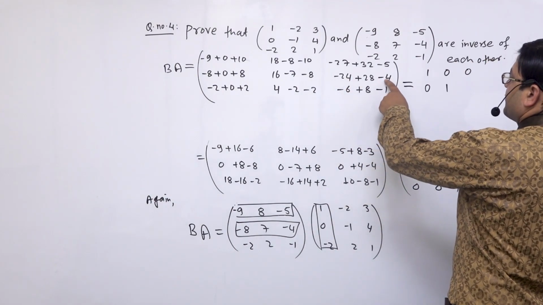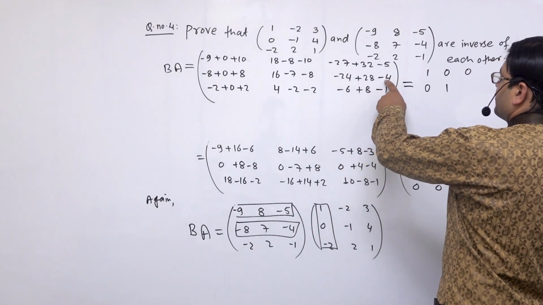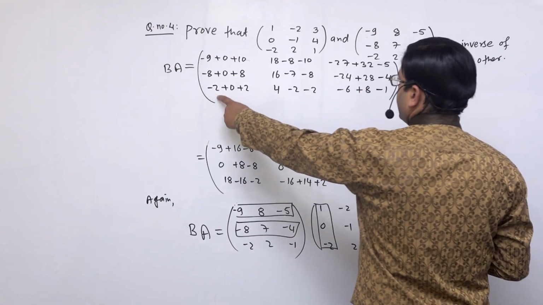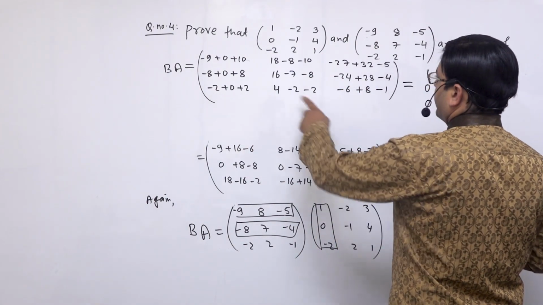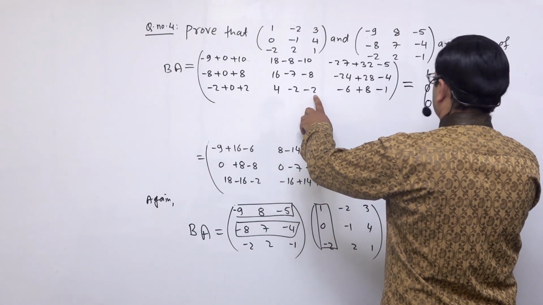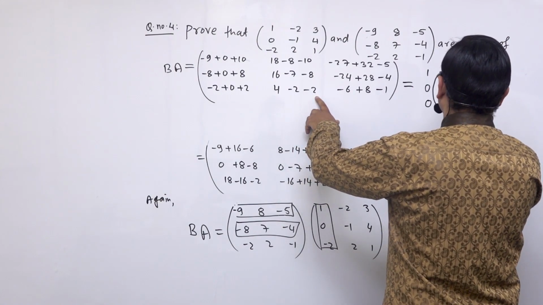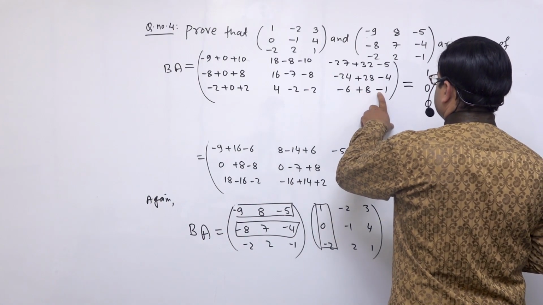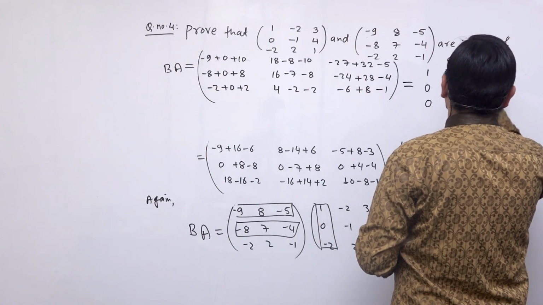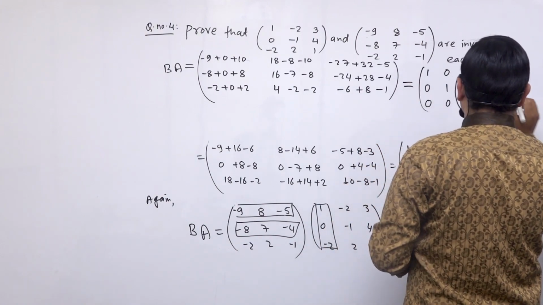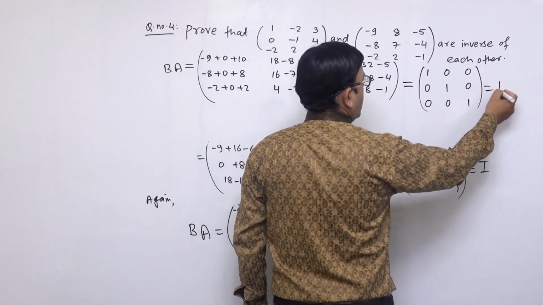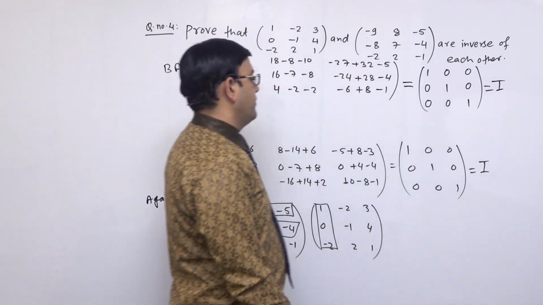Minus 24 minus 4 is minus 28, plus 28 is 0. So here is minus 2 and plus 2, it became 0. Here is 4 minus 2 times 2, minus 2 minus 2, 4. It's also 0. And 6 minus 1, minus 7 plus 8 is 1, plus 1. So this is equal to 1 0 0, 0 1 0, 0 0 1. This is identity matrix I.